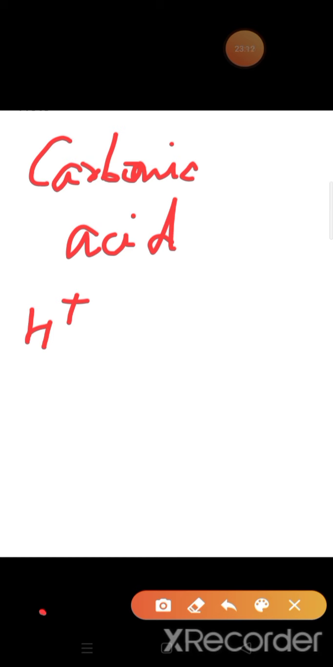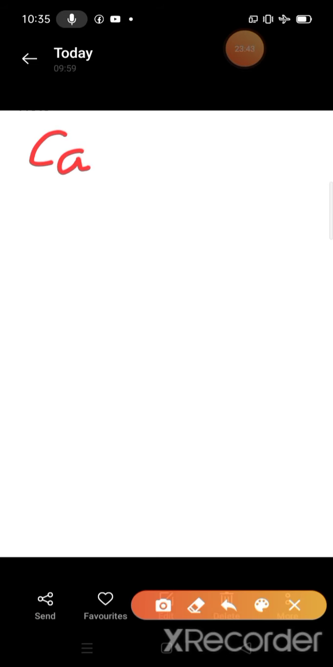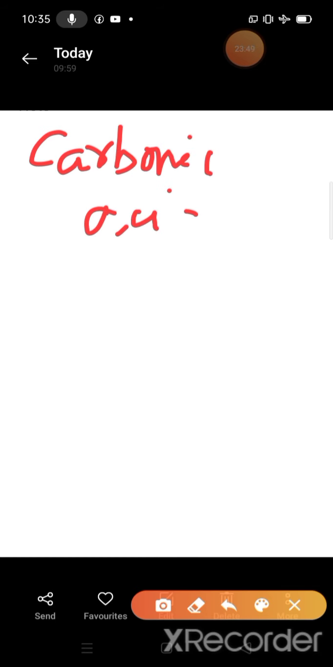and us with ite. Ic for ate, us for ite. Then what is the name of carbonic acid? Acid is H positive. And carbonic: ic is replaced with ate.